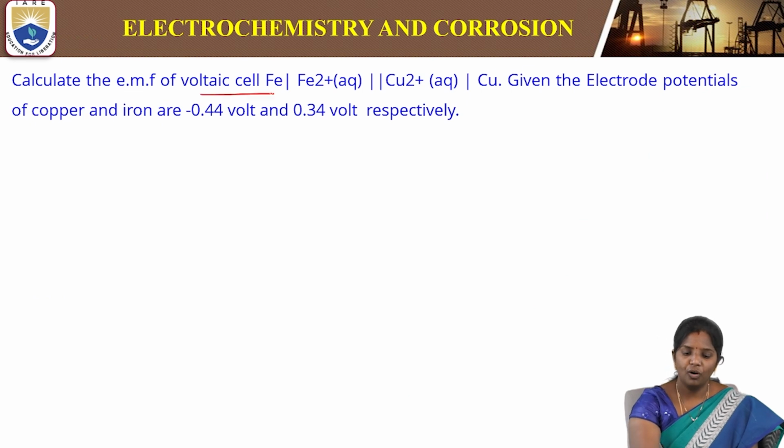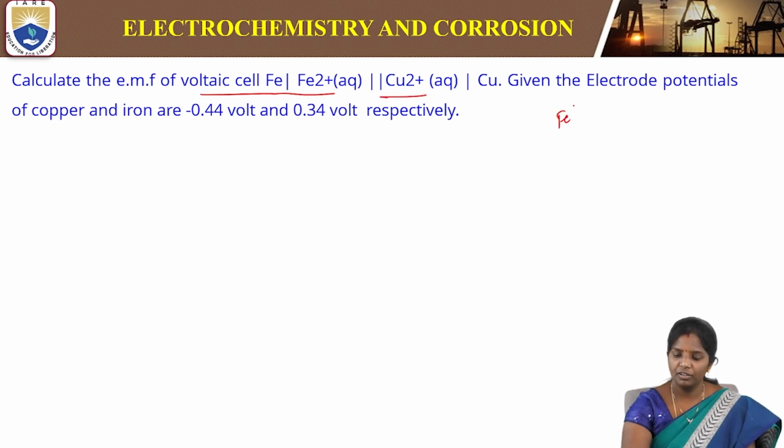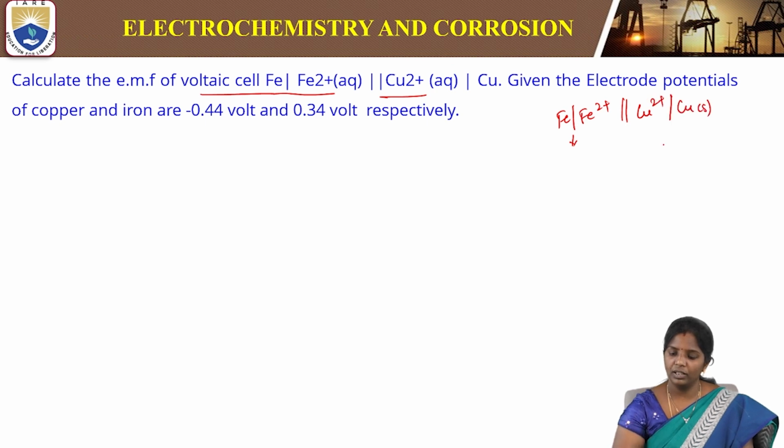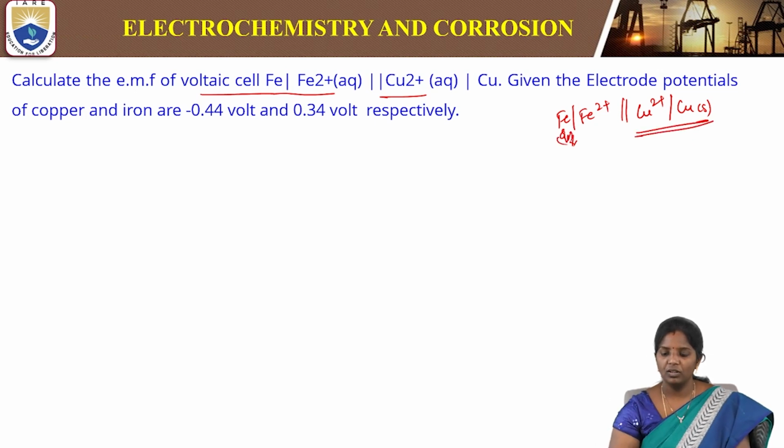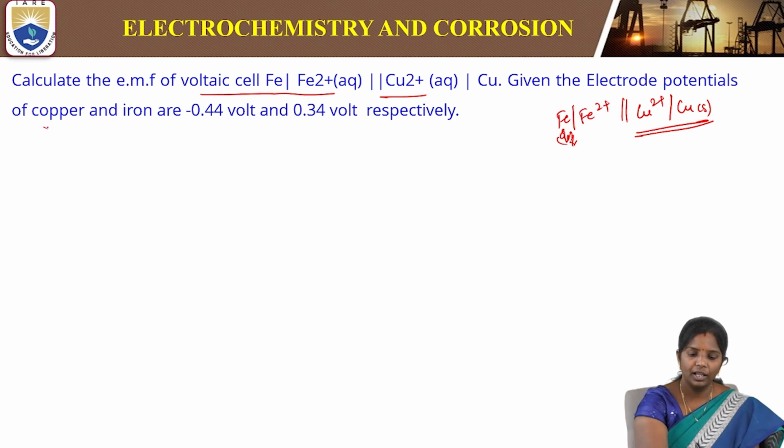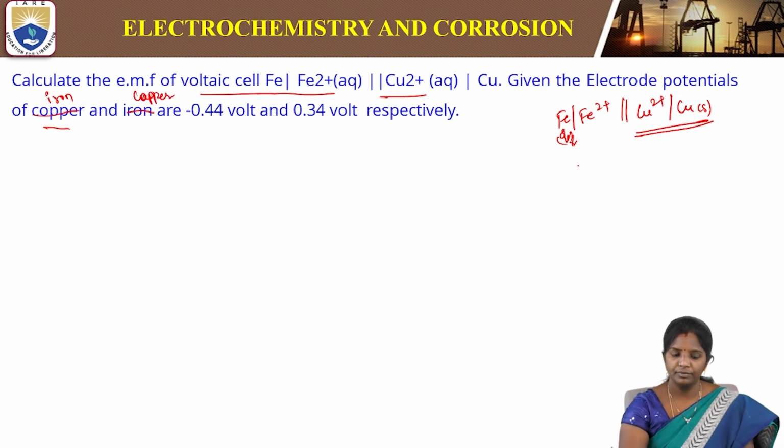Next, calculate the EMF of the voltaic cell with Fe to Fe2+ and Cu2+ to Cu. If we see, the Fe is converting to Fe2+, and this is the salt bridge, and the copper 2+ ion is converting to copper, that is deposited. So this is in the aqueous solution. Given the potentials, this is iron and this is copper. For iron it is minus 0.44 volt, and for copper it is plus 0.34 volt.